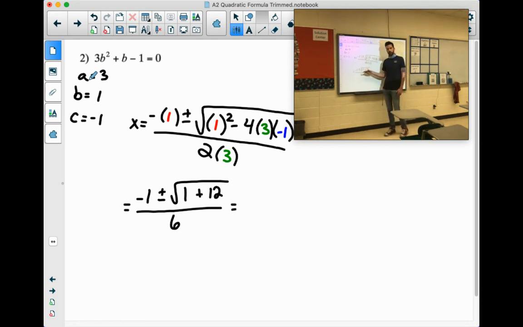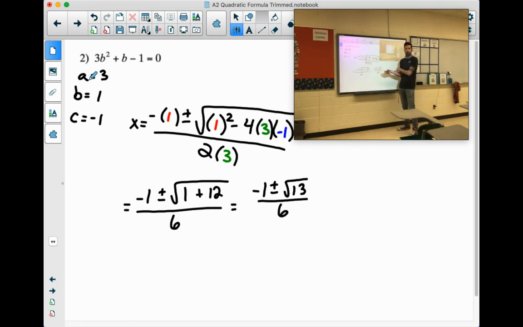Simplify even more. That's square root, which would add up to 13. If there were any perfect squares in 13, you would have to simplify them and take them out.